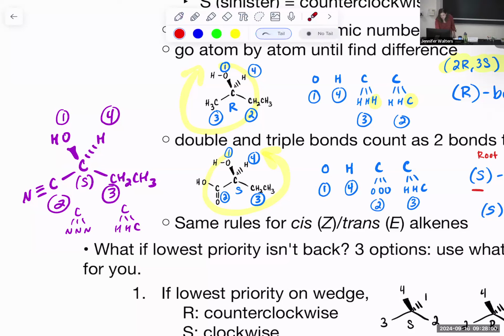This one was just, because it was a carboxylic acid, I had 3 bonds to oxygen anyway. But if it had been a triple bond, we count it the same way, as if it's 3 bonds to that atom. What's up?